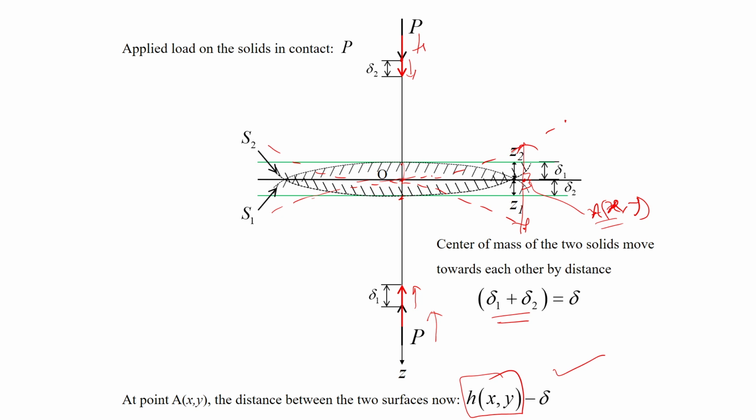Again, I repeat. Let us say that initially this surface S2 was here and S1 was here, and now the load P has been applied, and because of that these two solids have moved towards each other. Let us consider a hypothetical situation in which the two solids have moved in the same way as these distant points. As a result, S2 has moved by delta 2 over here and S1 by delta 1 over here. So the initially the gap was h(x, y), and now they have moved closer, and this particular distance is h(x, y) minus (delta 1 plus delta 2).